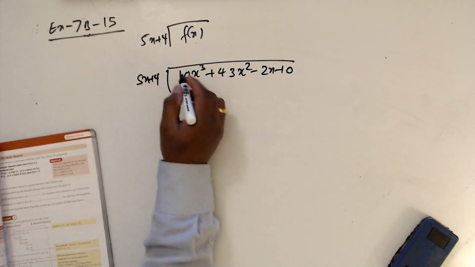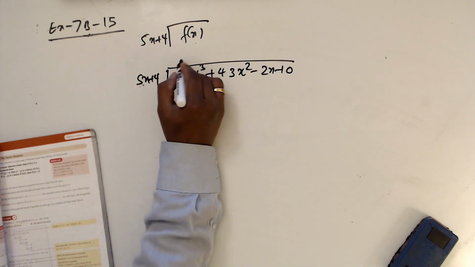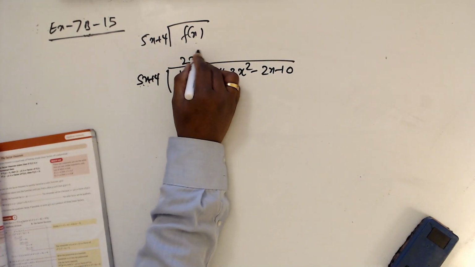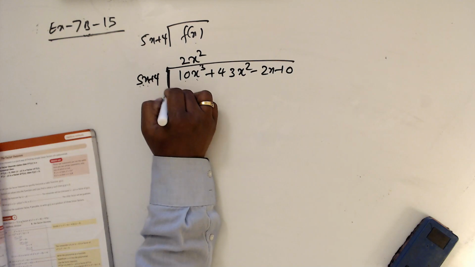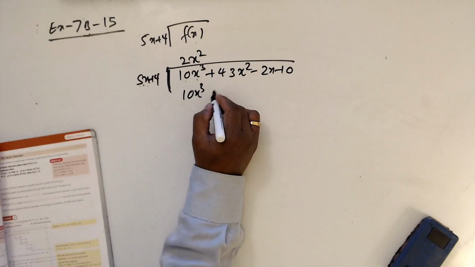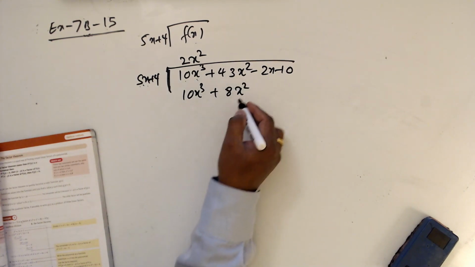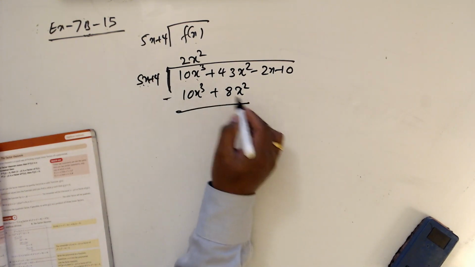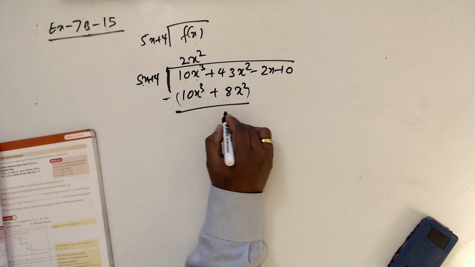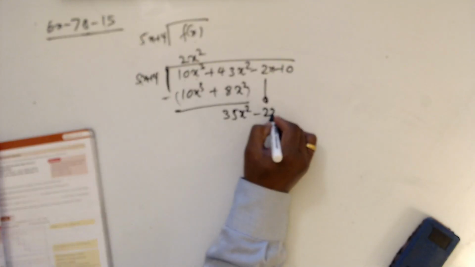So 10x cube, 10 divided by 2, 5, x cube divided by x square. Then 5x square times 2x, 10x cube, this is going to be 5 times 4, 20x square. So you have to minus this one, this is cancel out. And this is going to be 35x square. Bring this one down, minus 2x.